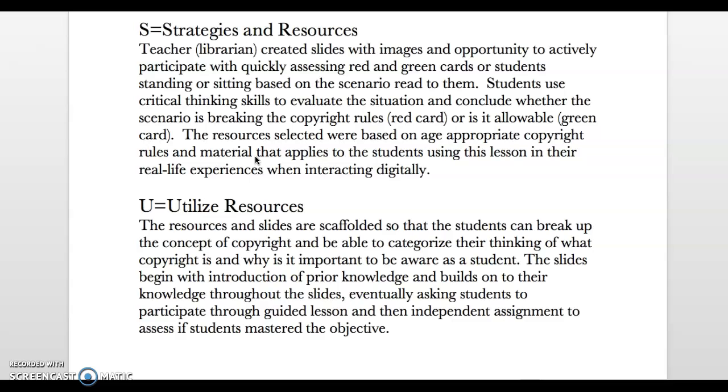The resources that I selected were based on age-appropriate copyright rules and materials that they needed to know, and it applied to the students using this lesson in their real-life experiences when they interact digitally.